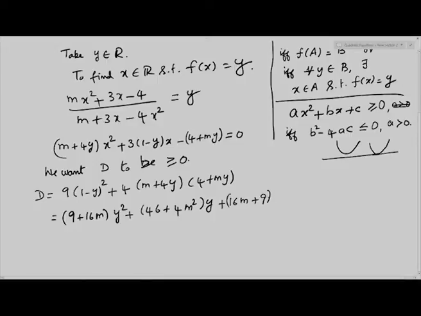One can verify this: you just expand this and write it as a quadratic equation in y. Now we want this to be greater than or equal to 0. This is a quadratic expression in y, and any quadratic expression is non-negative if and only if its discriminant is less than or equal to 0 and a is positive.